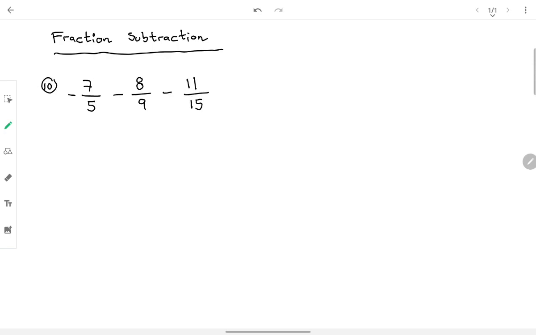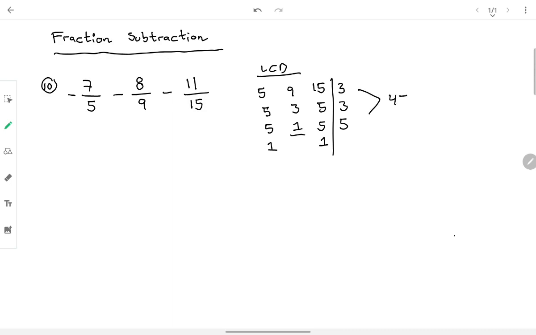Let's see another example. What happens if we get 3 fractions, and the 3 of them are negative? In this case, we can do it as we did with the 3 fractions added. So the first step is to look for the least common denominator, in this case between 3 numbers, 5, 9, and 15. We can start doing the prime factorization, in this case 3. We will get 3 and 5. We continue with number 3, we will get 1. We have finished that part. Then continue with 5. We have finished this part, so our least common denominator will be 45.